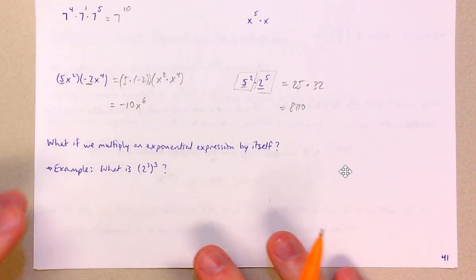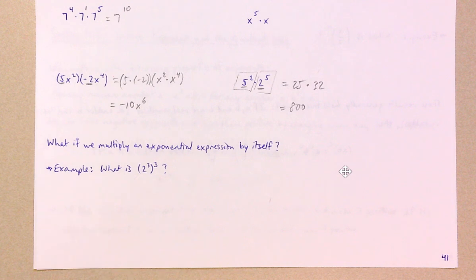Okay, so that was multiplying exponential expressions where the bases are the same, but the powers aren't necessarily the same. What if we multiply an exponential expression by itself? What if we multiply an exponential expression by that same thing? For example, what is 2 cubed, or 2 to the third power, that thing raised to the third power?